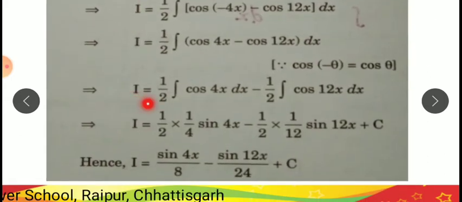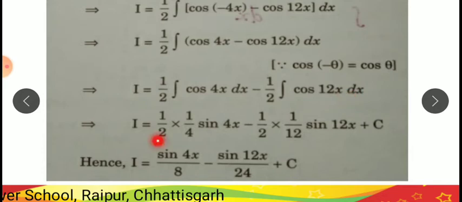I is equal to 1 upon 2 integration cos 4x minus 1 upon 2 integration cos 12x by separating the terms. In this question, cos 4x is considered as t, which means we have to use the substitution method. Here 12x is considered as t, and here also we will use the substitution method.